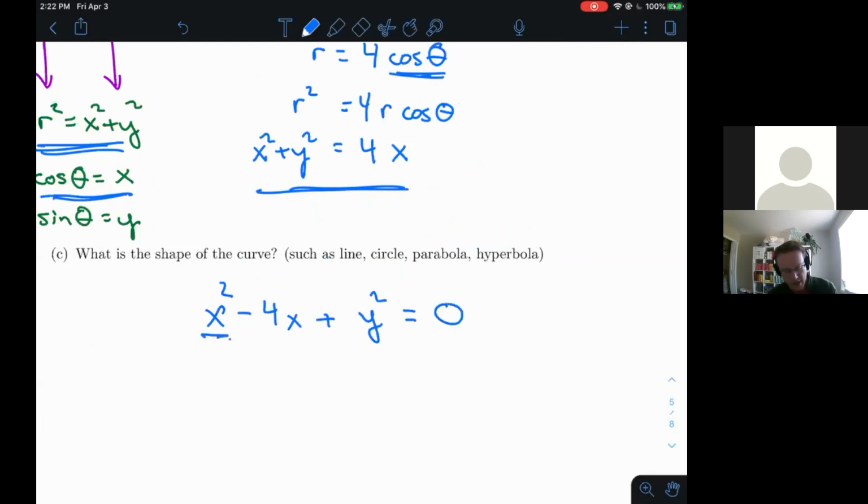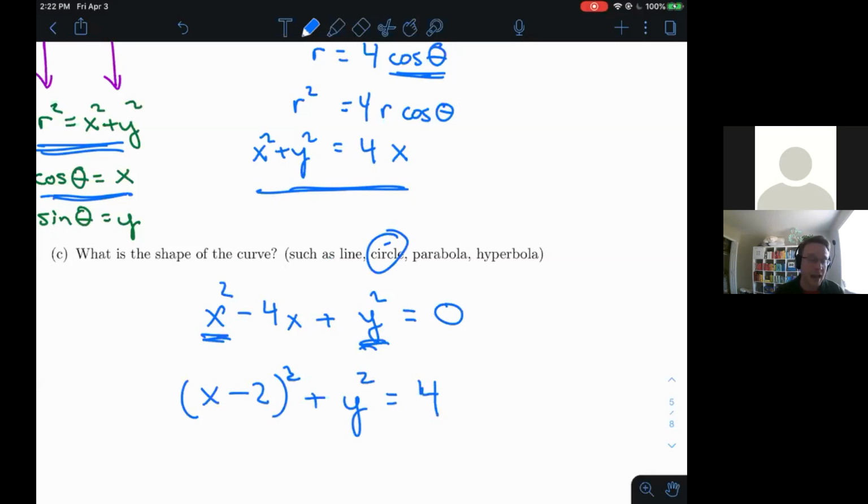Really at this point, just having x squareds and y squareds that have the same coefficient in front of them, in this case 1, we know that this is going to be a circle. But actually, if you go ahead and complete the square, you can rewrite this as (x minus 2) quantity squared plus y squared is equal to 4. And so you can see that this is actually a circle that's been shifted over in the x direction 2, and it has a radius, this is the r squared value, a radius of 2 as well.